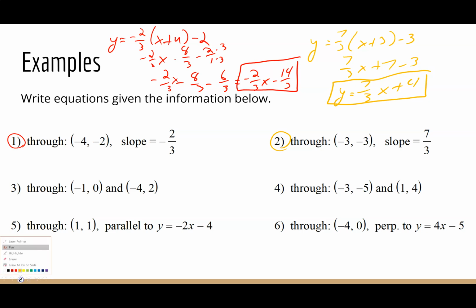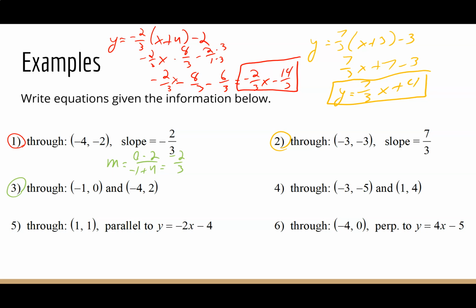Let's pick another color. How about green for number 3? So for number 3, I need to find the slope first. So let's see, 0 minus 2 on top, -1 plus 4 on bottom, that's -2/3. Hey, same slope as what was above it.